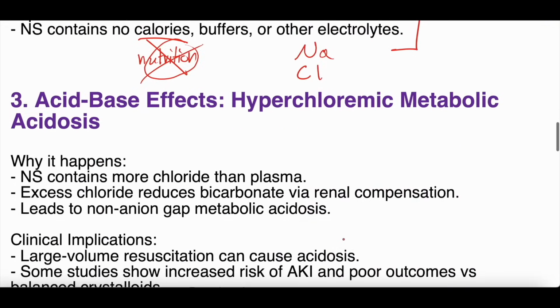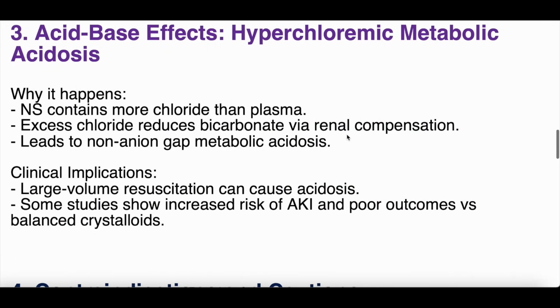All right, acid-base effects. This is a really important one with normal saline, and this is why some people favor other crystalloids, like Lactated Ringers or PlasmaLyte, like we've talked about, because normal saline, given it does not have a buffer, and given it has high concentrations of sodium and high concentrations of chloride, what can happen is you can get this hyperchloremic metabolic acidosis.